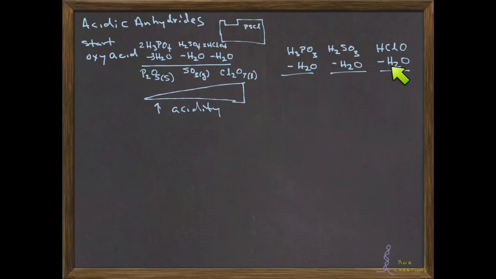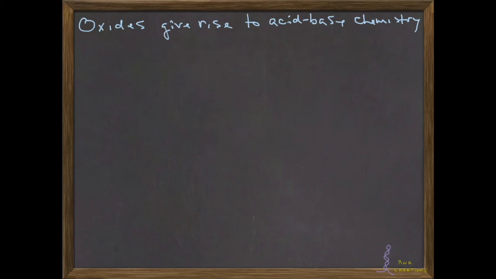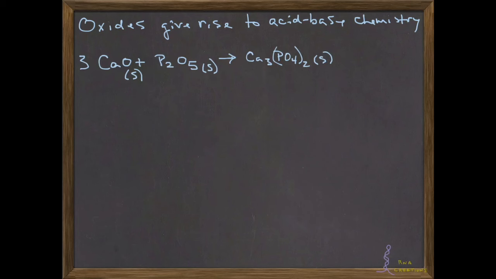And so if we're interested in the acid anhydrides of these, we need to subtract out water, same game that we played over here. And when we do that, we get our corresponding acid anhydrides of these weak acids. In the case of P2O3, it actually exists as P4O6, which is a solid. So these oxides can give rise to acid-base chemistry, which I summarize on this slide.